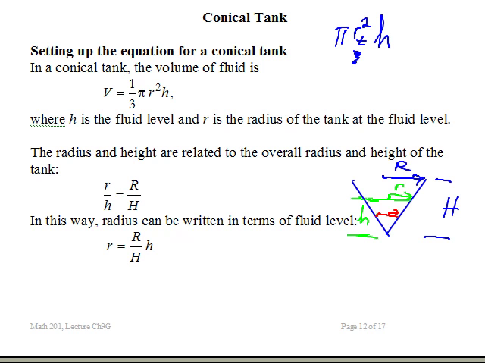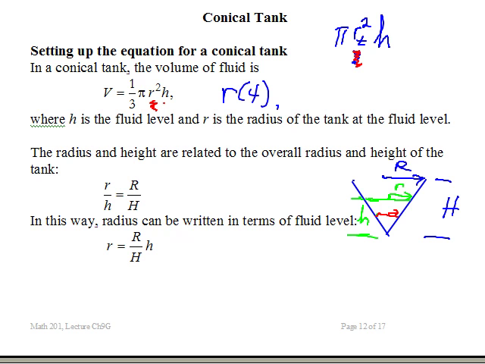So for the cylindrical tank, the radius of the tank was fixed. For a conical tank, the volume of the fluid depends on r, where r is a function of h. It depends on where you are. If you're completely full, then r would be equal to big R. If you're completely empty, then r is 0. So you see you have two variables here, one is r and one is h, and both of them are changing in time.